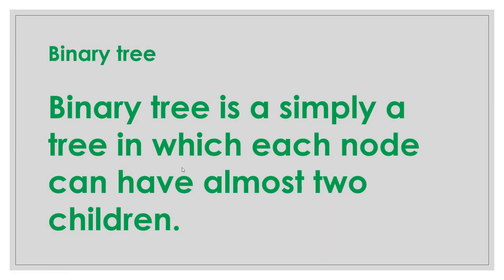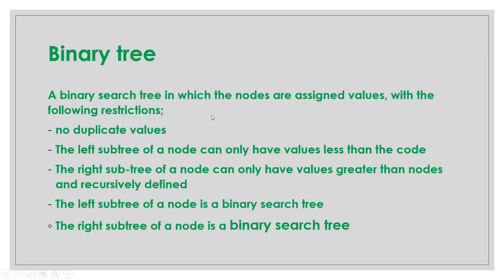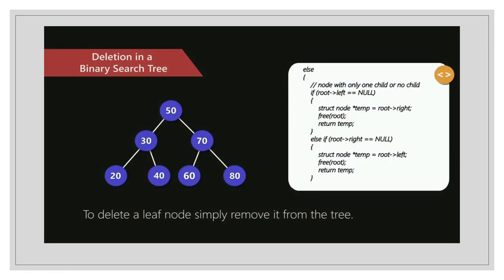Now come to binary. A binary tree is a simple tree in which each node can have at most two children. A binary search tree is one in which the nodes are assigned values with the following restrictions: no duplicate values. The left subtree of a node can only have values less than the node. The right subtree of a node can only have values greater than the node. Recursively defined, the left subtree of a node is a binary search tree, and the right subtree of a node is a binary search tree.